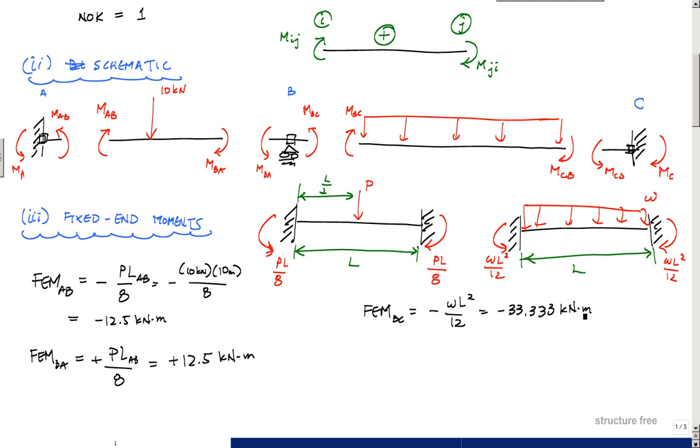And the only reason I'm putting that is because I did this problem before, and I just need this level of accuracy to make sure my shear moment diagrams are consistent. But here, this FEM CB is, as you can imagine, positive because this MCB is in the same direction as this WL squared over 12. So this is WL squared over 12, and this is plus 33.333 kilonewton meters. So now we're going to do our slope deflection equations, and gosh, it's already been 10 minutes.